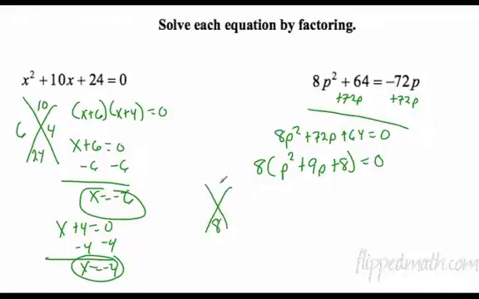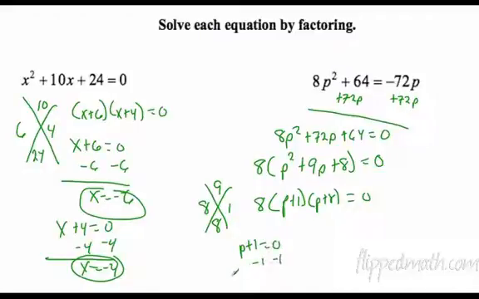Factors of 8 that add to 9. 8 and 1. So now I have 8 times p plus 1 times p plus 8 equals 0. P plus 1 equals 0. So p could equal negative 1. Or p plus 8 equals 0. P could equal negative 8.